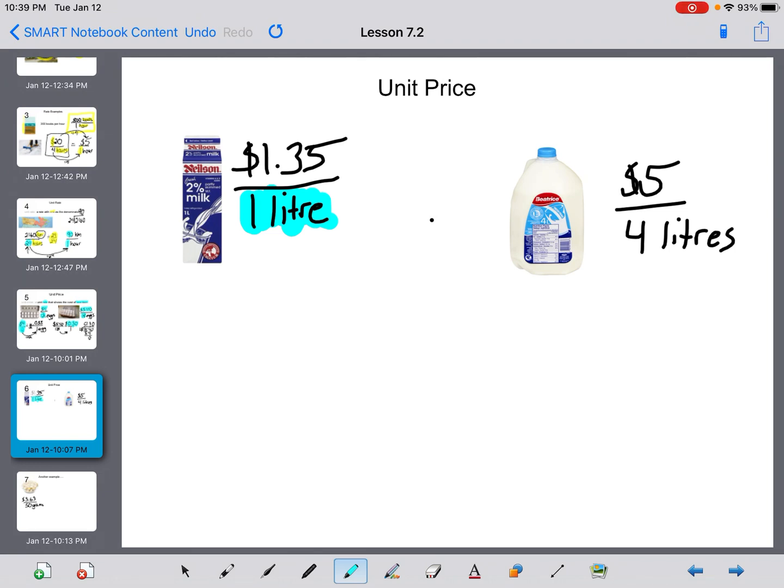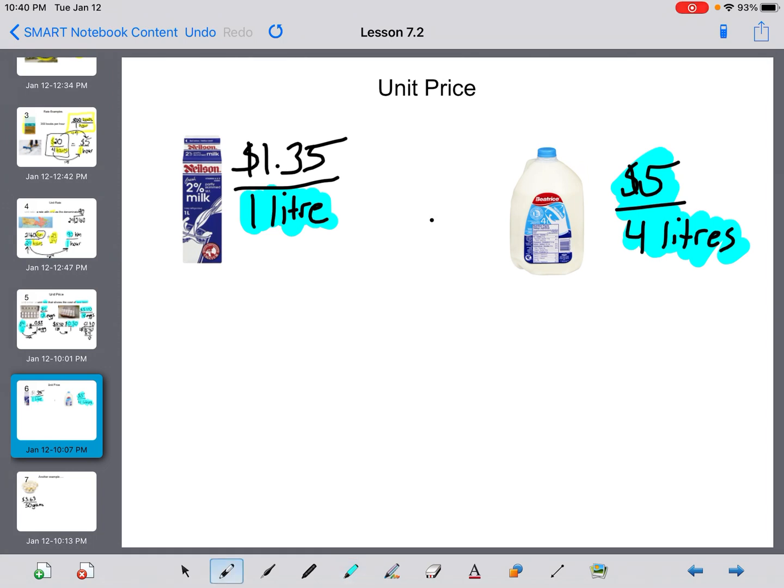So here we have a 1 liter carton of milk, and it's $1.35 for that 1 liter. So I actually don't need to do any math on this one because I already have the unit price. I know the cost per 1 liter. But now if I look over here in Manitoba, we have milk jugs, which I much prefer. And we have a milk jug, and let's say it's $5 for 4 liters.